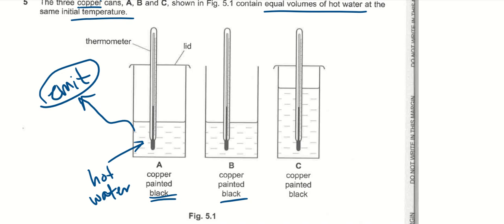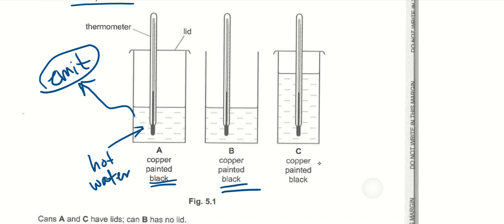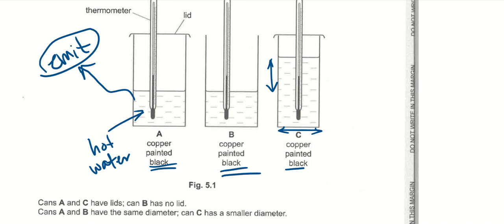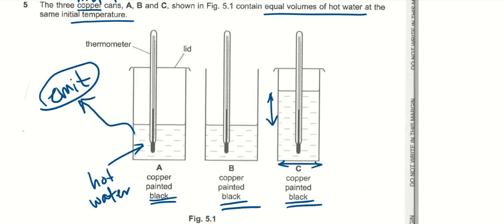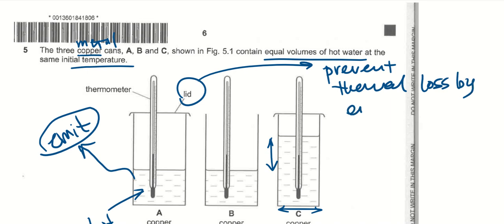Then we have B, copper painted black, and C. When I first look at it, I see, how is it that they contain equal volume? Because the base area, or the volume of the container, is smaller than A and B, right? That's why the water level is higher by almost half, I see. And they're all painted black. Now, A and C have lids, B has no lid. So what's the function of the lid? It is to prevent thermal energy loss by evaporation and also by convection current, right?